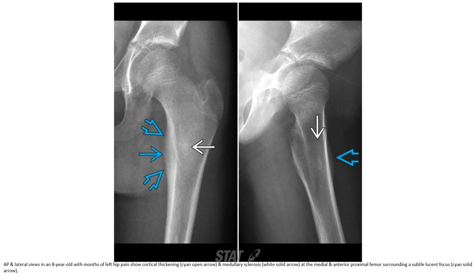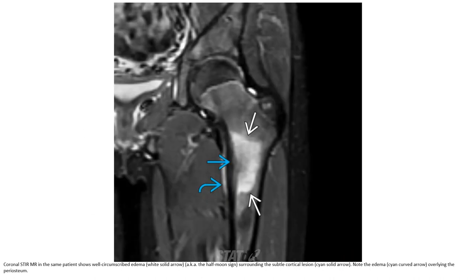AP and lateral views in an 8 year old with months of leg pain show cortical thickening and medullary sclerosis at the medial and anterior proximal tibia surrounding a subtle lucent focus. This is the same patient, showing a well circumscribed lucent nidus surrounded by cortical thickening. Note the edema overlying the periosteum.